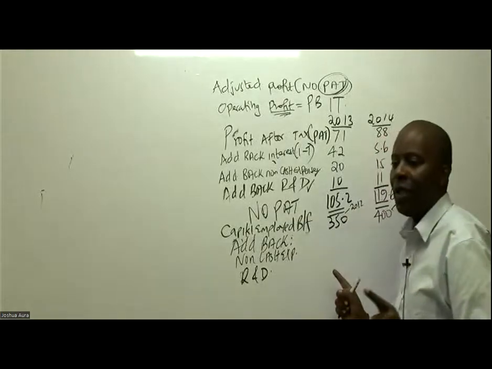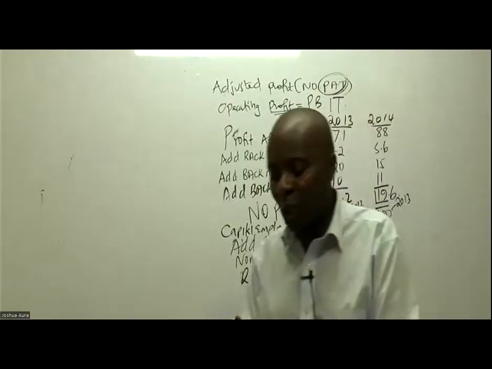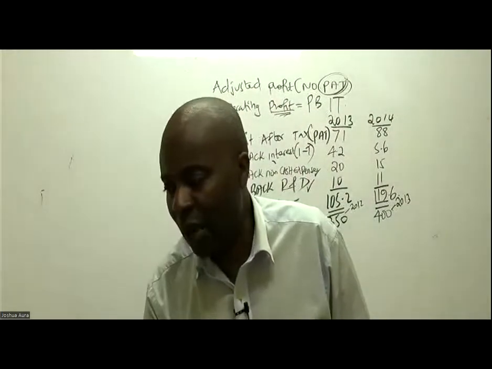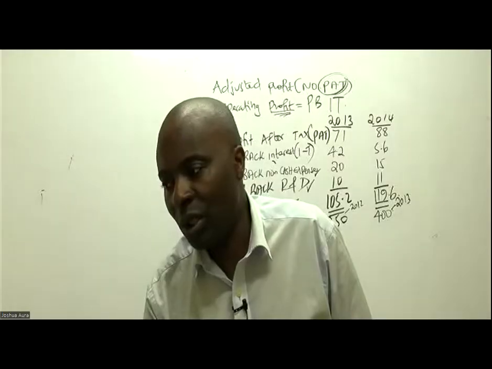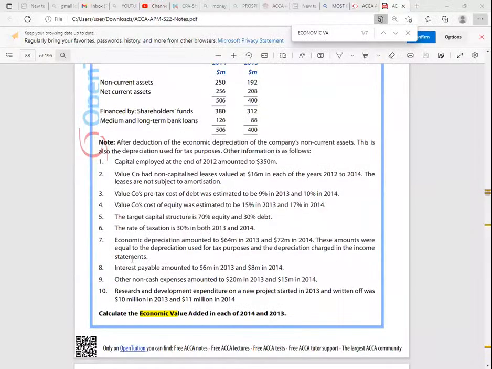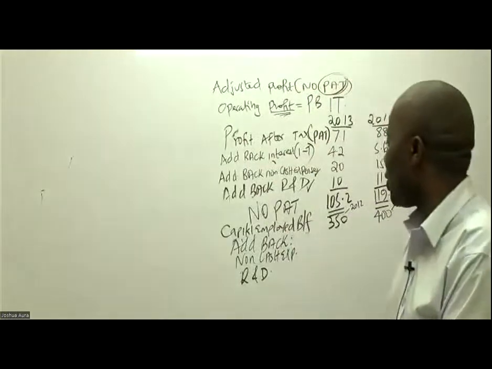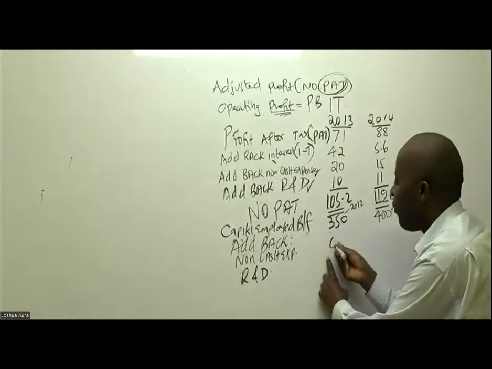We don't have it here. We don't have any non-cash expenditure in 2012. You see here the other non-cash expenses, they've only given us for 2013. So in this case here, we don't have non-cash expenditure for 2012. The non-cash expenditure here for 2012 must have been 0.